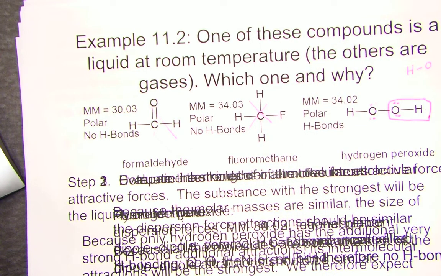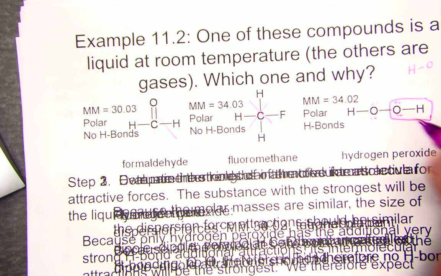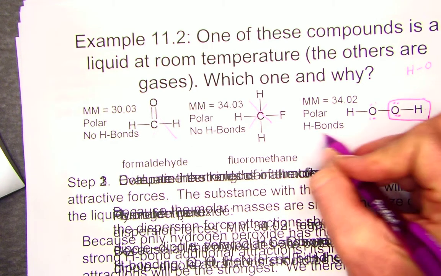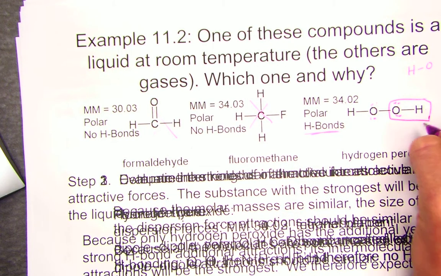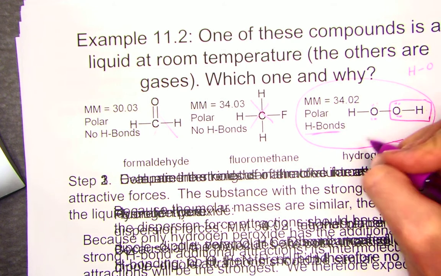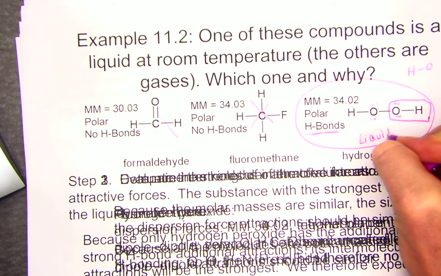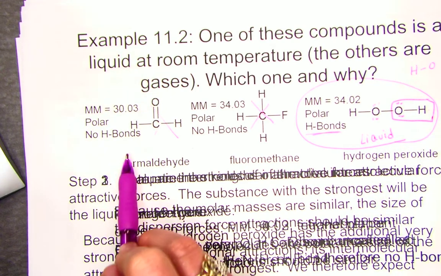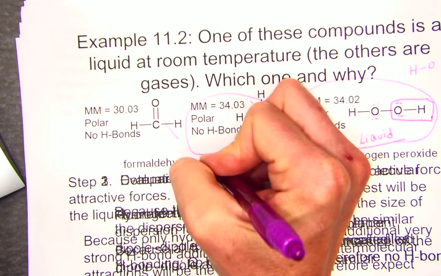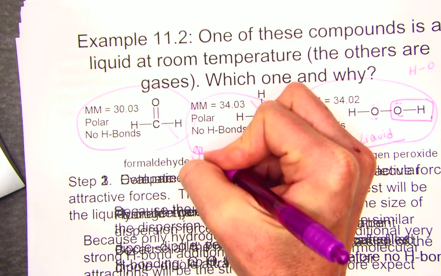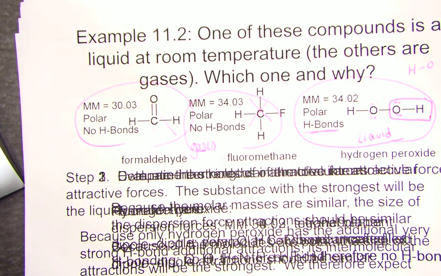so no hydrogen bonds. Therefore, the only one where we have oxygen and hydrogen attached to one another and can set up the polar bonds of a hydrogen-type connection is the hydrogen peroxide. When I see that hydrogen bonds can form, they have very strong intermolecular attractions and therefore will be a liquid. The two compounds that do not have hydrogen bonding do not have strong intermolecular attractions and therefore would be labeled as gases at room temperature.